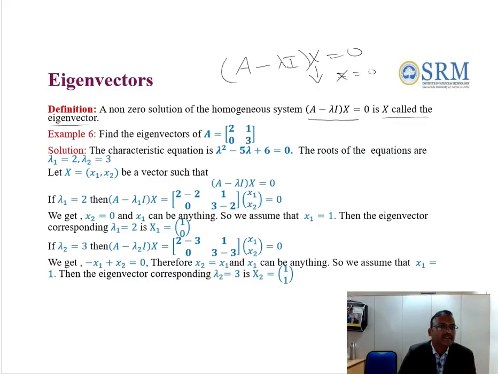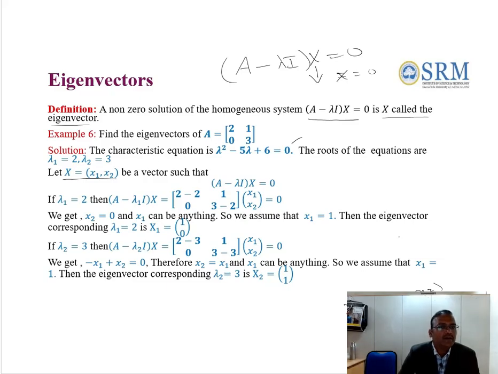Right. Let us take the first example. Find the eigenvectors of the matrix 2, 1, 0, 3. Now the characteristic equation already we have derived, lambda square minus 5 lambda plus 6 equal to 0, and then the roots of the characteristic polynomial are nothing but lambda 1 equal to 2 and lambda 2 equal to 3, right. So what we are looking for? We are looking for x for the 2 cross 2 matrix, therefore let it be x1 comma x2. So let us assume that the eigenvector is x equal to x1 comma x2 be a vector such that a minus lambda I equal to 0.